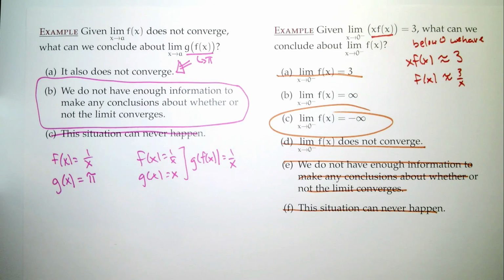What happens to 3 over x if I approach 0 from below? What does it do? It gets to be a large negative number. So that's why the answer is C. All right. Good.